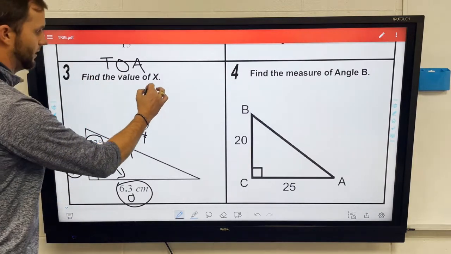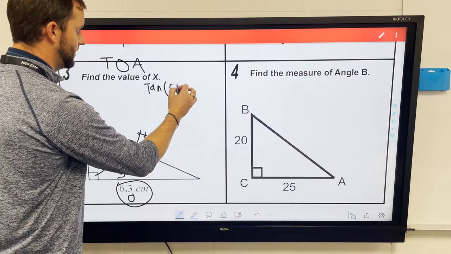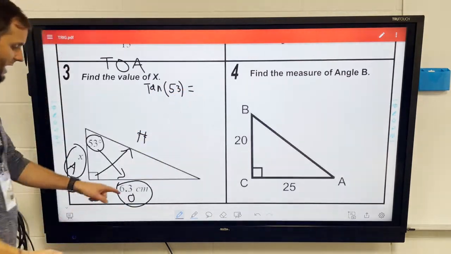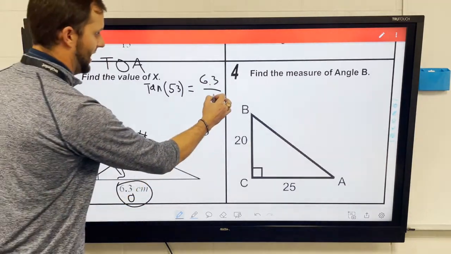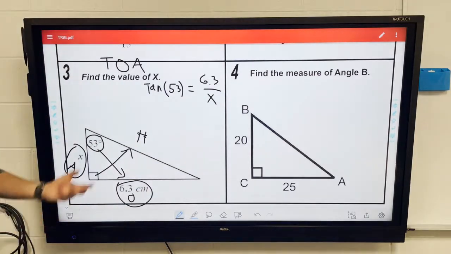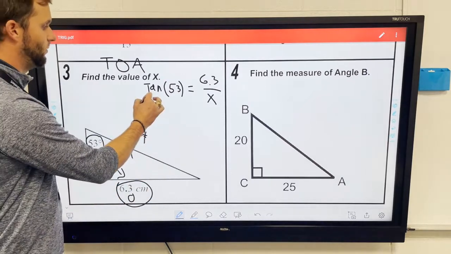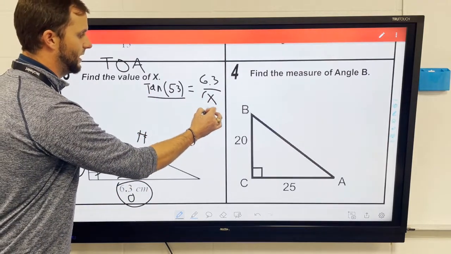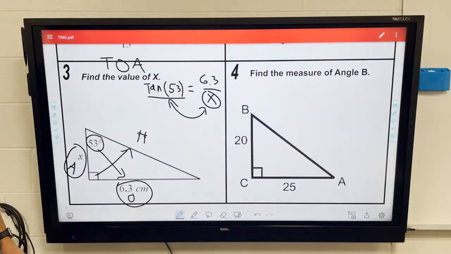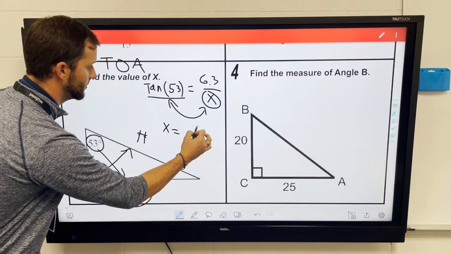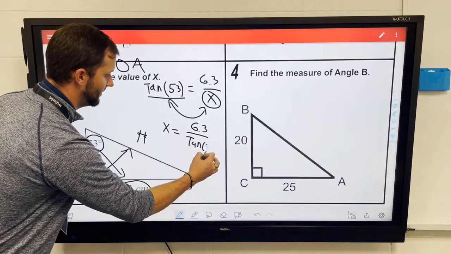So I'm going to be doing tangent of the angle, which is 53, is going to be equal to the opposite side over the adjacent side, which is X. Now, just like the other ones I told you, if X is on the bottom, I'm literally going to take what's over here and trade places with the X on the bottom. I'm going to trade places with both of those. So X is going to be equal to 6.3 divided by the tangent of 53.